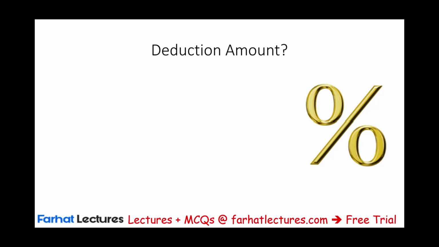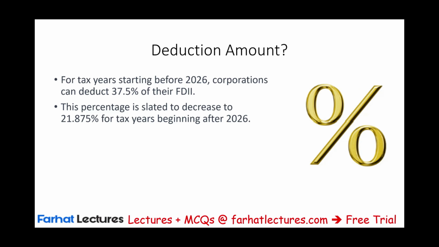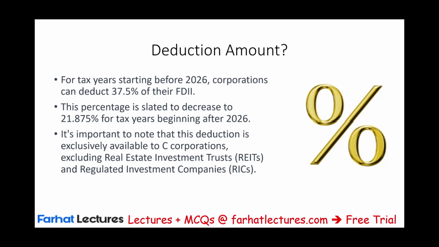What is the amount of the deduction? Now we know what activities. Well, for tax years before 2026, you can deduct 37.5% of your FDII. And this percentage will decrease starting after 2026 to 21.875%. Now it's important to note that this deduction is available for C as in Charlie corporations. It does not apply to real estate investment trusts. It does not apply to regulated investment companies. So you have to be a C corporation.